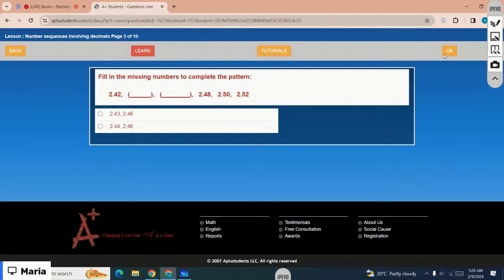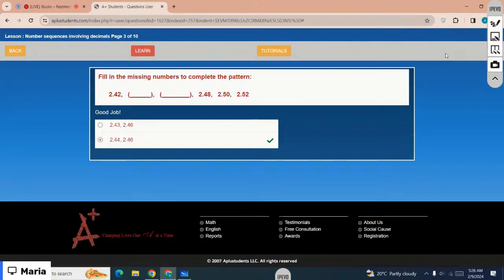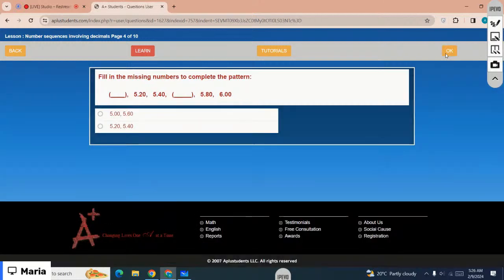Yes, that is 2.44 and 2.46. Option number 2 is the correct option. Fill in the missing numbers to complete the pattern. So, which is the missing one?